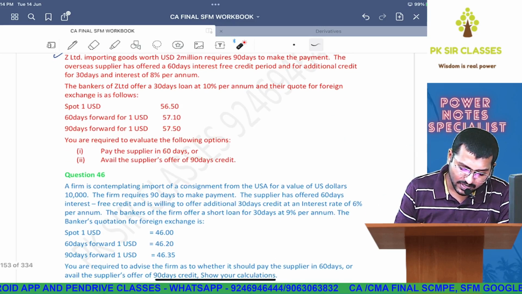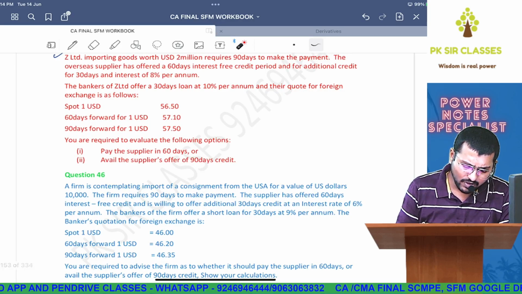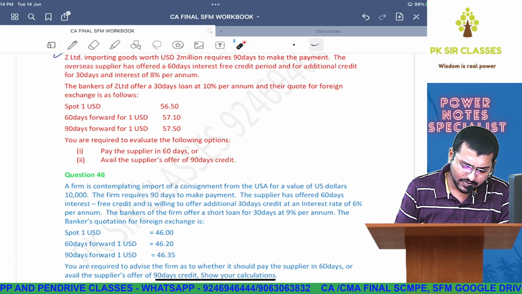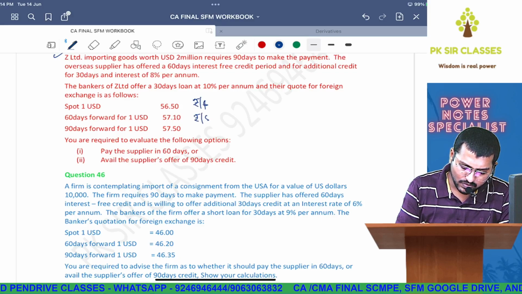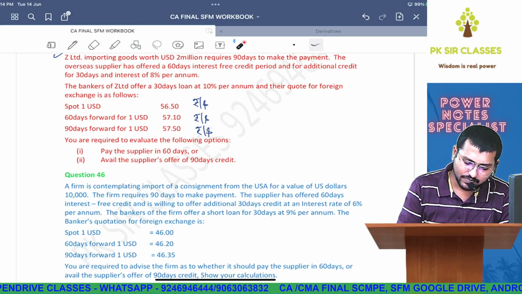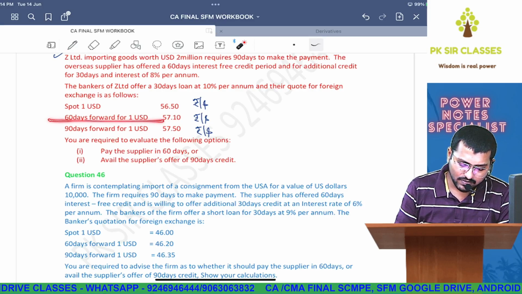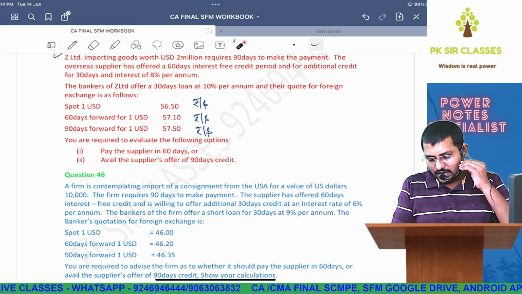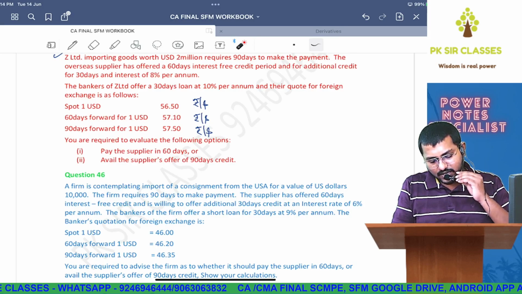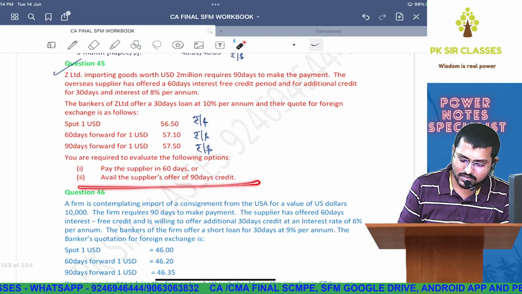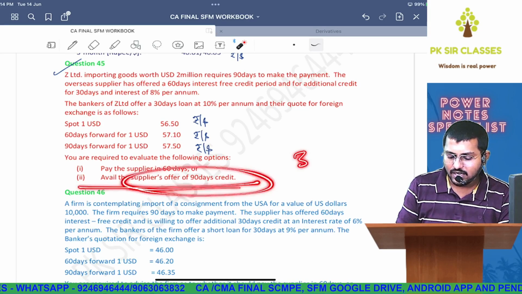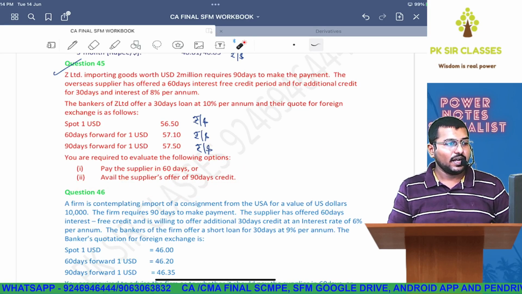Keep that in mind. And their quote for foreign exchange is as follows: spot US dollar. Hope you know this quotation. Rupee per dollar. This is also rupee per dollar. This is also rupee per dollar. 60 days forward, 90 days forward. You are required to evaluate the following options. Pay the supplier in 60 days so that you will not be paying any interest, or avail the supplier's full 90 days credit, and for the last 30 days you have to pay interest. Got the point?